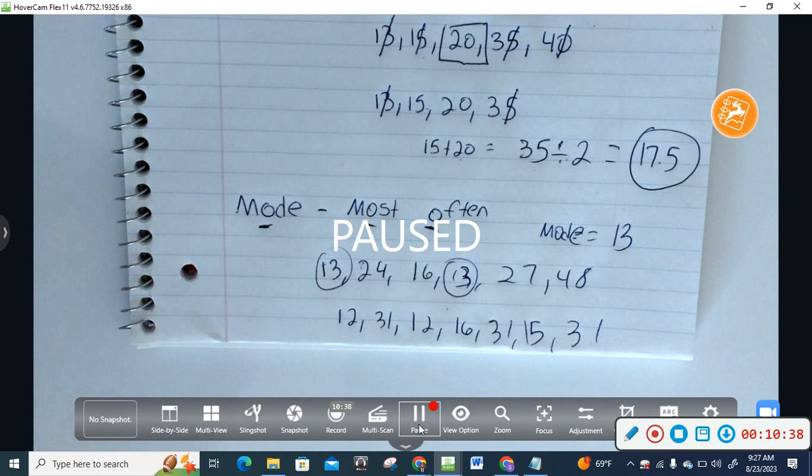And then we got the last one, which is range. This one is really no shortcut to memorize, you just need to know it. So range equals biggest minus smallest.